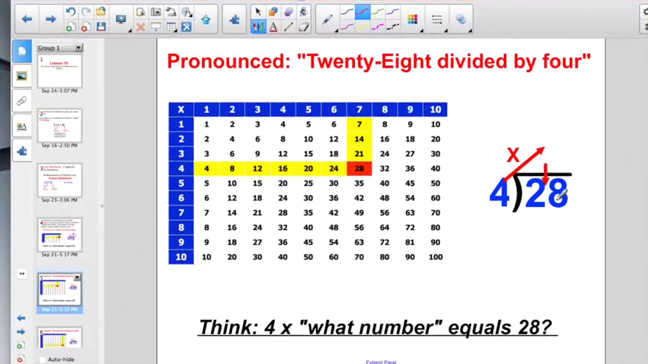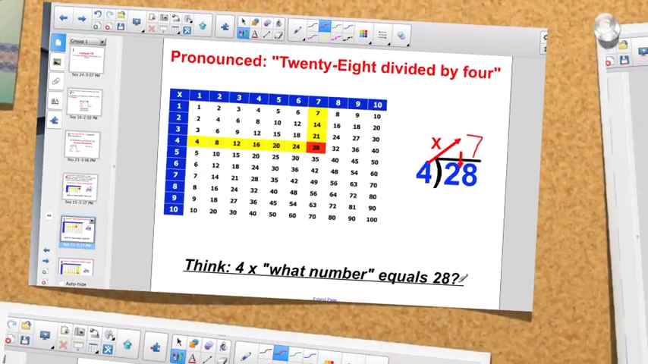This is pronounced 28 divided by 4. You gotta think, 4 times what number is gonna give me 28? If you're not sure, you can use your handy dandy multiplication chart. I'm dividing by 4, so I'm looking in the 4 row until I come to 28 and take it straight up to find the other missing factor. In this case, that would be 7. 4 times 7 equals 28.